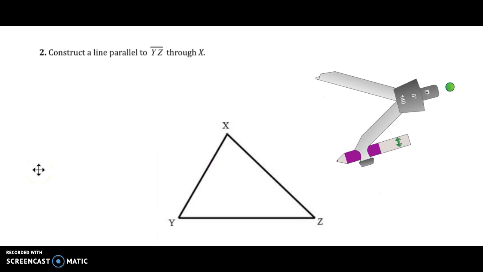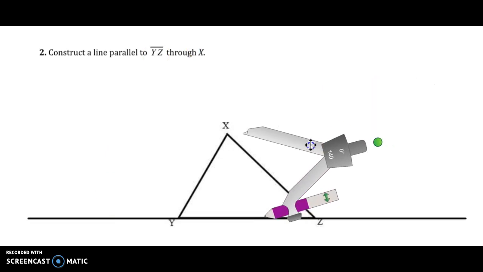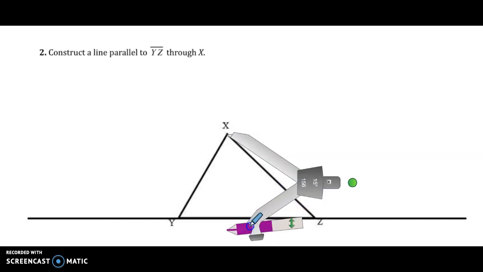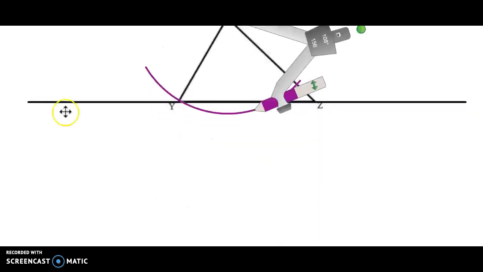For number 2, I'm going to use the second method, which involves the perpendicular lines. Again, I prefer the first method. I think it's slightly less work. So first thing we're going to do is extend the line YZ. I'm going to put my compass on point X and construct the line perpendicular to YZ through a point X not on the line.